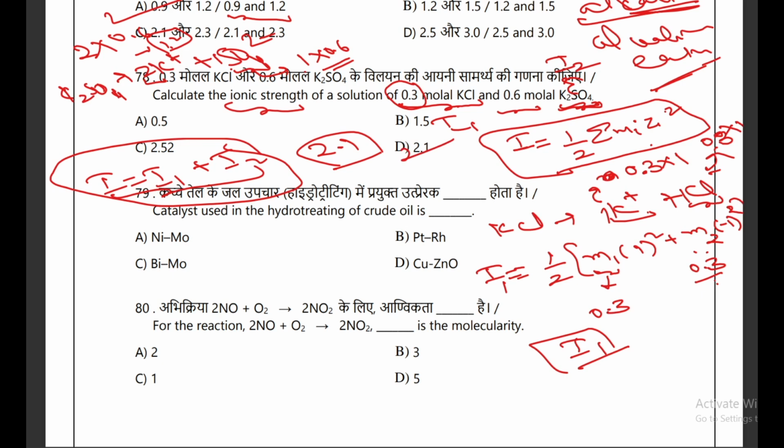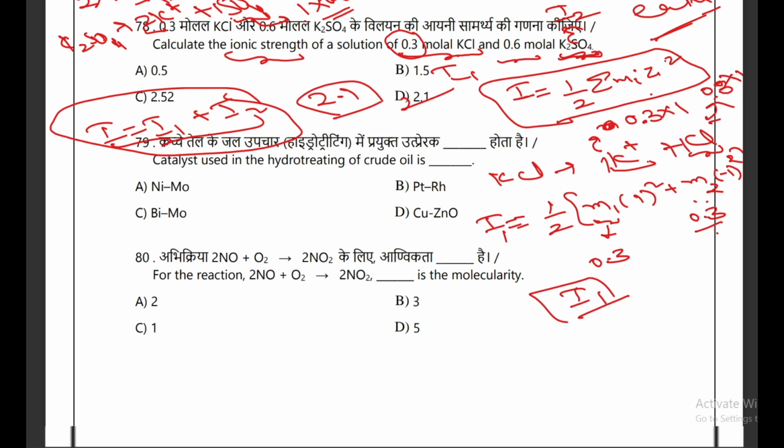In the next question, the catalyst used in the hydrotreatment of crude oil. For the hydrotreatment of crude oil, generally the catalyst which is used is nickel molybdenum. Hydrotreatment is a process in which sulfur, nitrogen and other contaminants are removed from crude oil fractions. The most effective catalyst used for the hydrogenation reactions needed for this process is nickel molybdenum. So option A is your correct answer.